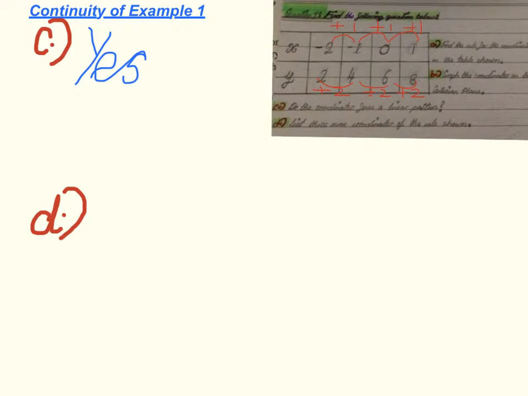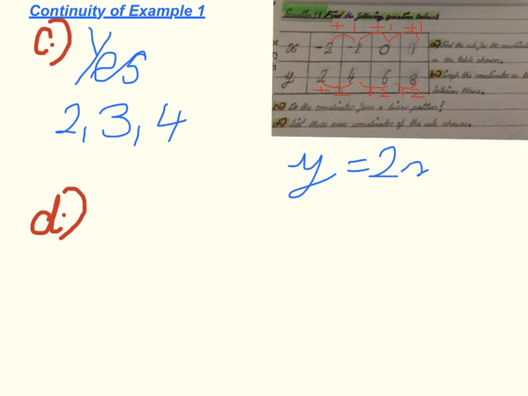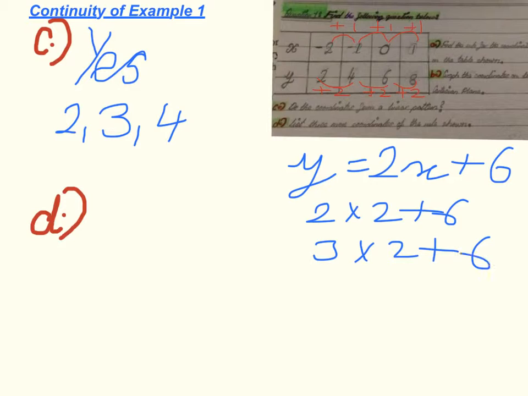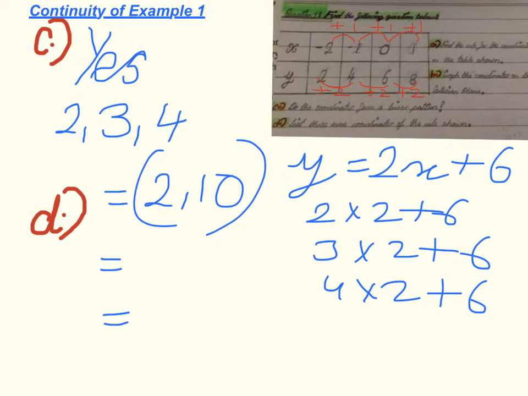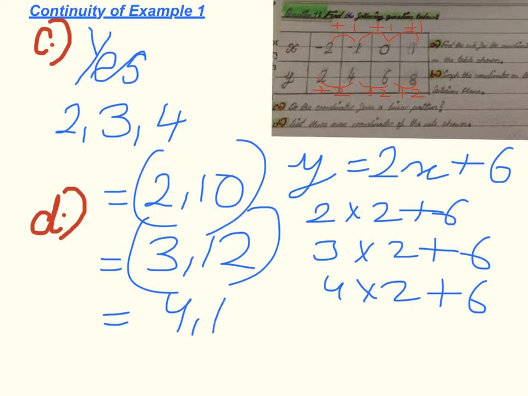For 3 more coordinates, we can choose the next values of x, which are 2, 3, and 4. As shown before, y equals 2x plus 6, so we can just apply the rule to each one of them. So 2 times 2 plus 6, 3 times 2 plus 6, and 4 times 2 plus 6. Applying all these values, we get 2, 10 as the first coordinate, 3, 12 as the second coordinate, and 4, 14 as the third coordinate.